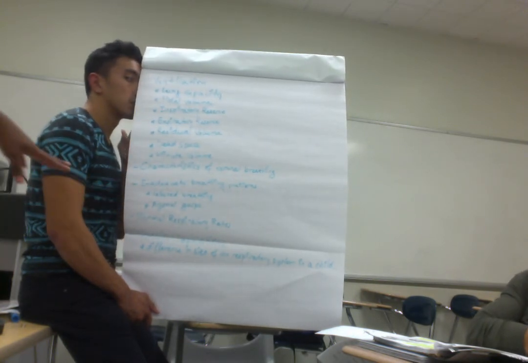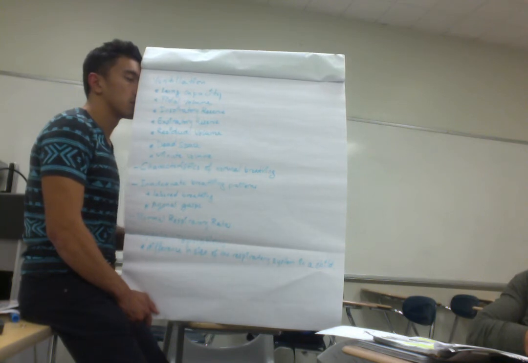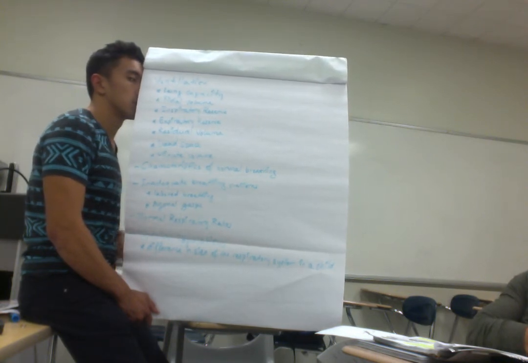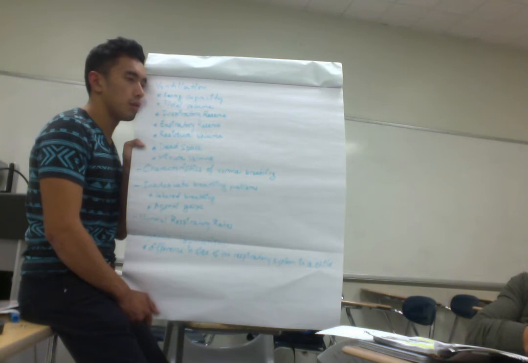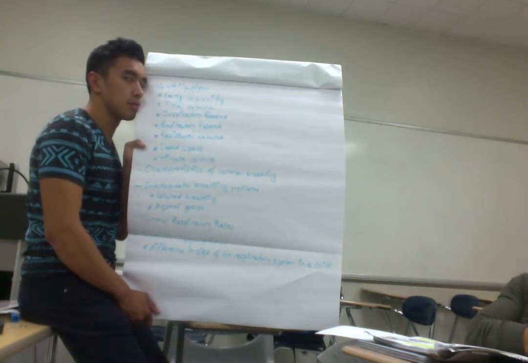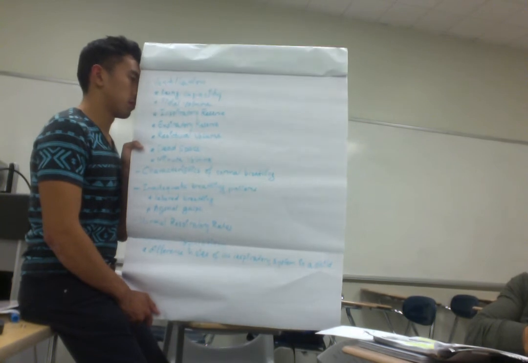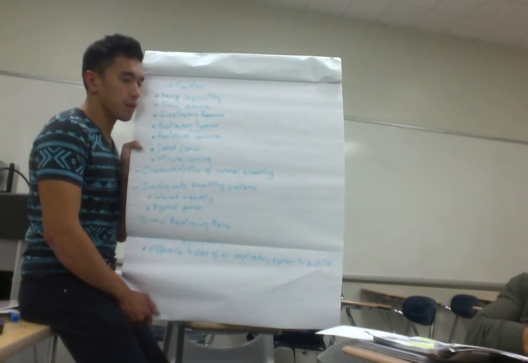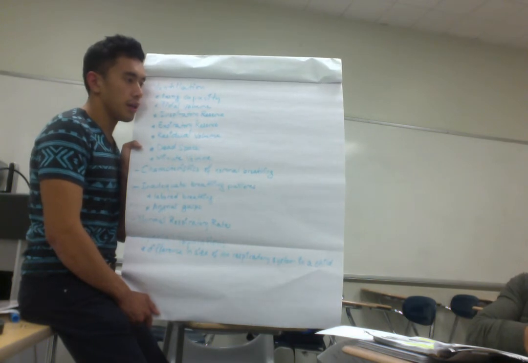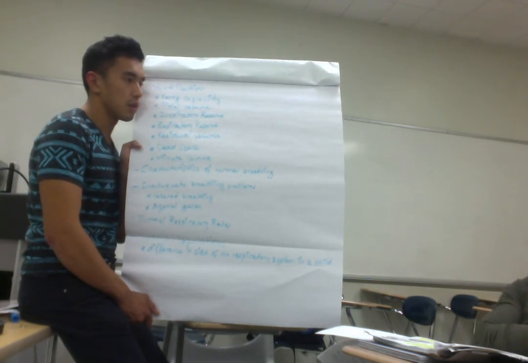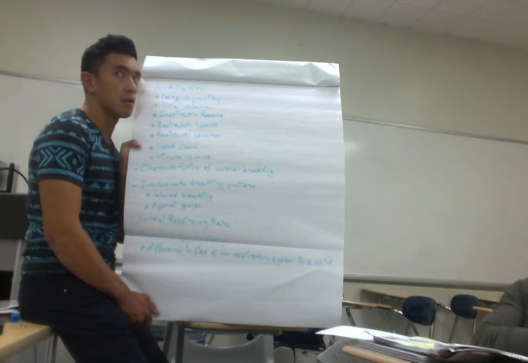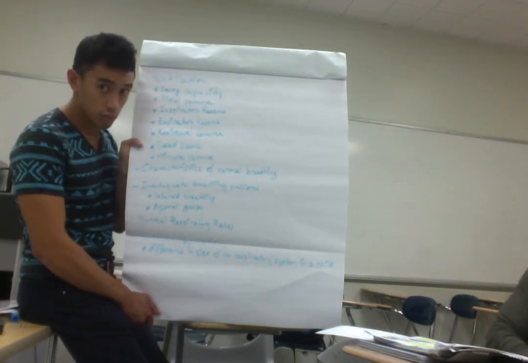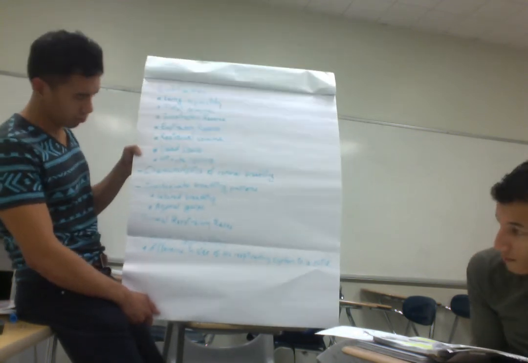Now we go into abnormal respiratory rates. This one is extremely easy. If you memorize the normal respiratory rate, it's just anything outside of it. What is an abnormal respiratory rate in an adult? Anything below 12 or anything above 20. In a child, anything below 15 or anything above 30. In an infant, anything below 25 or anything above 50.